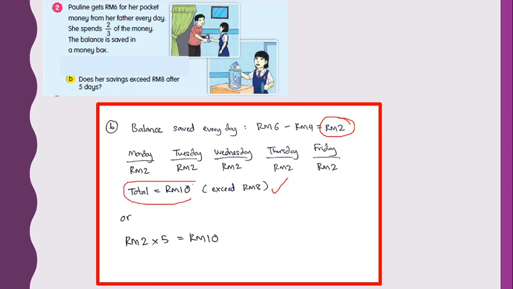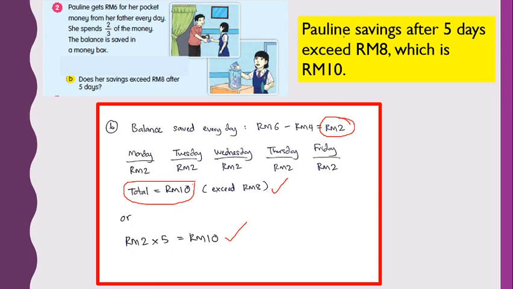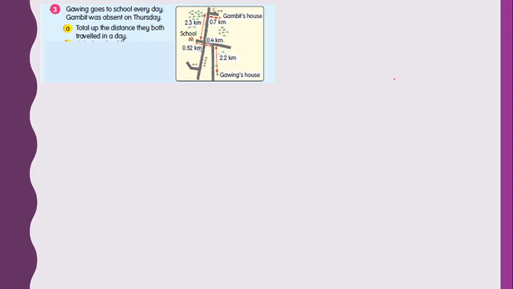The total is 10 ringgit. So 10 ringgit already exceeds the 8 ringgit stated in the question. Or you can use the simple way, 2 ringgit times 5. So we have 10 ringgit. So does her saving exceed 8 ringgit after 5 days? Yes, Pauline's saving after 5 days exceeds 8 ringgit, which is 10 ringgit. Alright, so that is the answer.